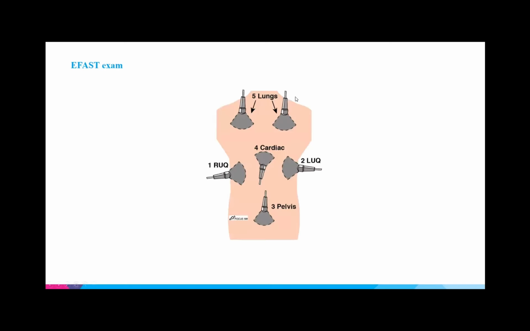And so this is just showing what the EFAST exam looks like. So you have your cardiac views, you have your view of the right upper quadrant or Morrison's pouch, hepatorenal recess area. You have your view of your splenorenal recess area. You have your view of the bladder. And then you have your bilateral anterior lung view.